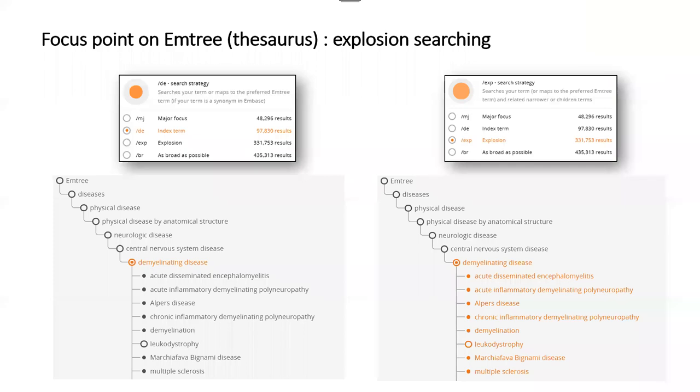Sorry, can you say that again? So if you search, on the right side, if you explode it, it will search for the term you have and also for the subcategories. The subcategories come from the thesaurus, the M3 thesaurus that Diana was telling you about. Under demyelinating disease, there are also other subcategories. So if we search for demyelinating disease explosion, it's also going to search for the ones underneath. So you're more complete.